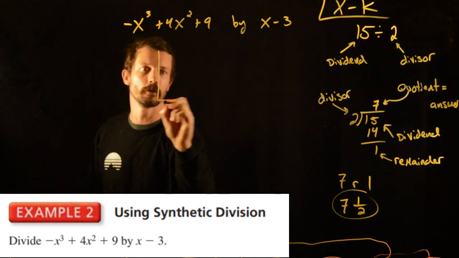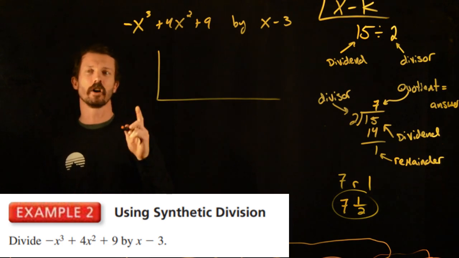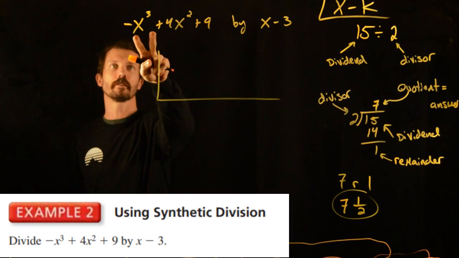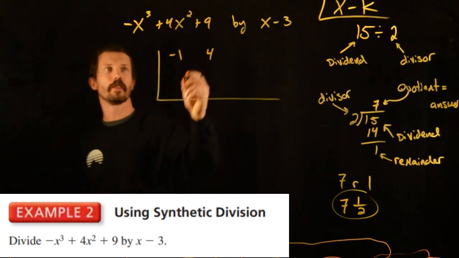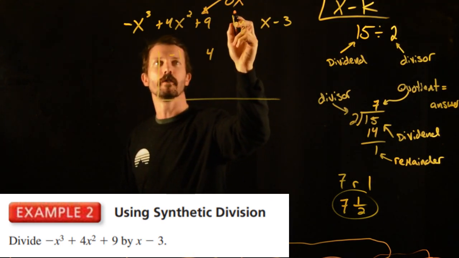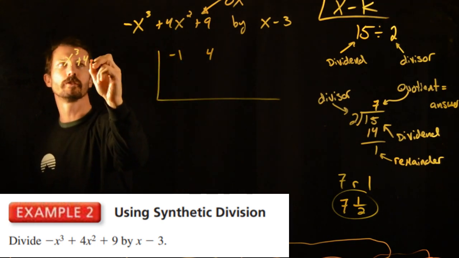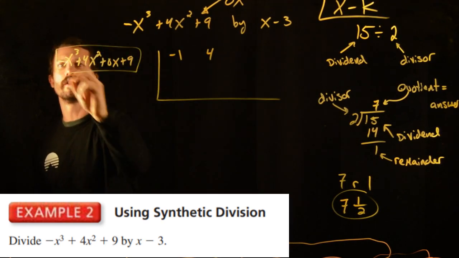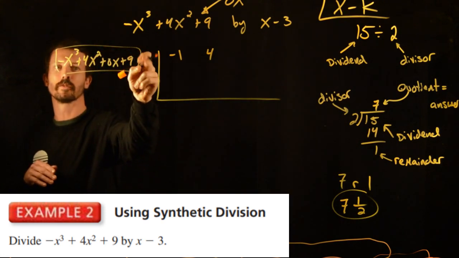Alright, what I'll do is draw kind of a half box. We need to take all the coefficients from up above here. So if you look at this, we would go negative 1, 4. However, there is no x value within this. If I wrote this over here, we want to make sure it goes from greatest to least degree. So 3, 2, 1, and then this would really be 0.